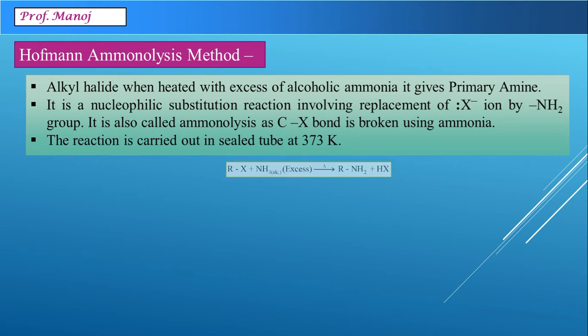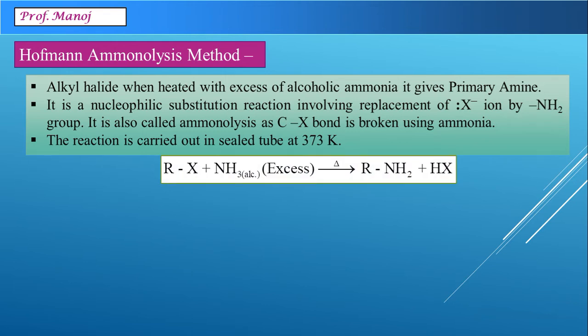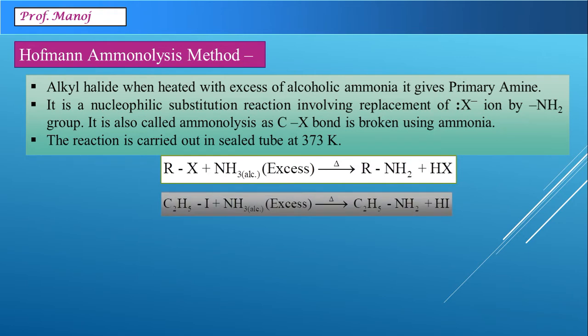Let us see a general reaction of this. Alkyl halide is represented by RX, treated with excess of ammonia, and we produce RNH2. You can see the byproduct from here is HX. Let us see an example of it. Say C2H5I, iodoethane, is heated with excess of alcoholic ammonia and we generate ethane amine as the product.